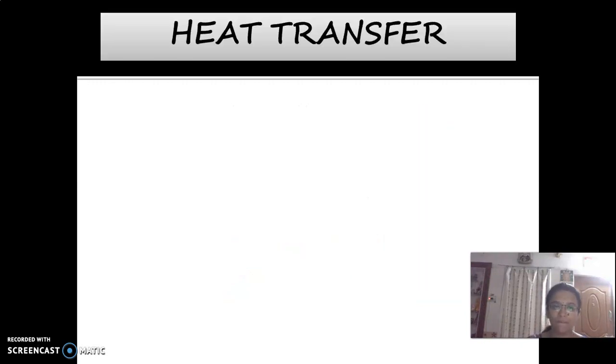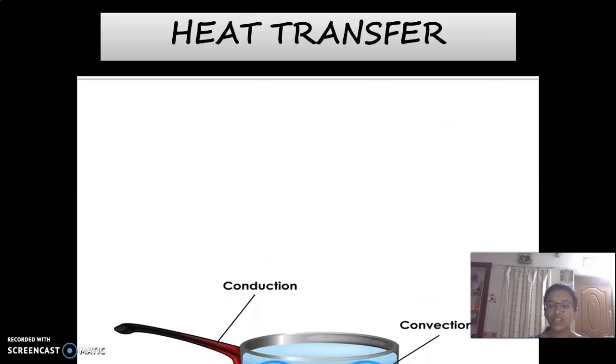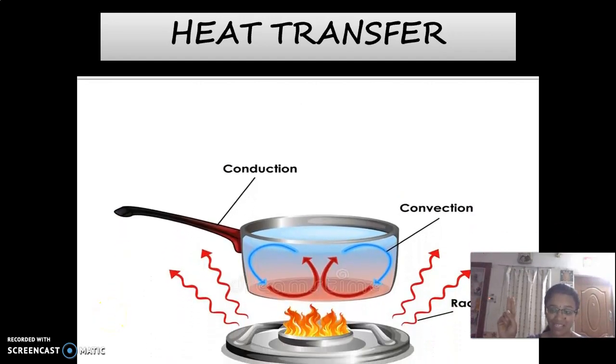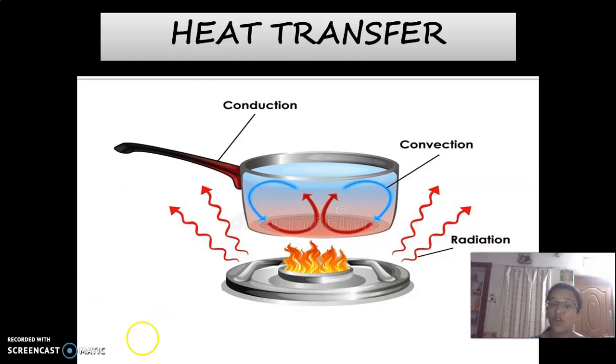Okay. What is this heat transfer? Look at here. Conduction, convection and radiation. Now we are going to see these three together. What is conduction first? Direct contact, if you are touching it directly. Look at here. This is also conduction only.